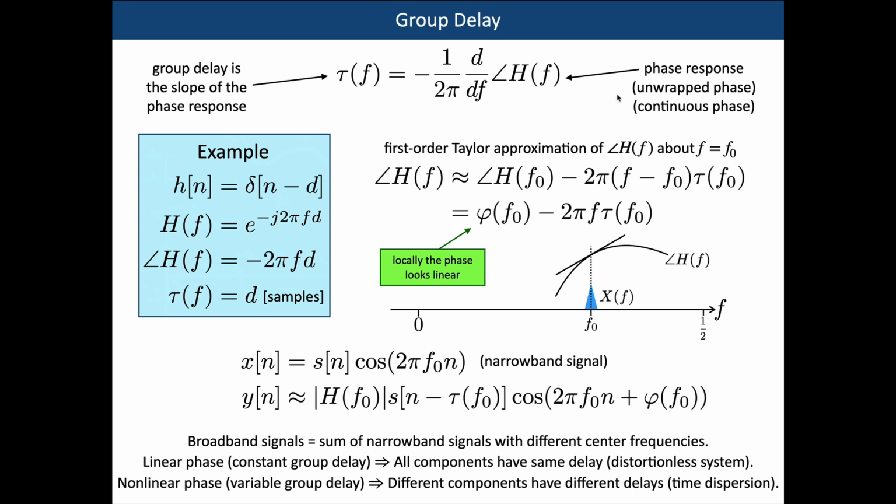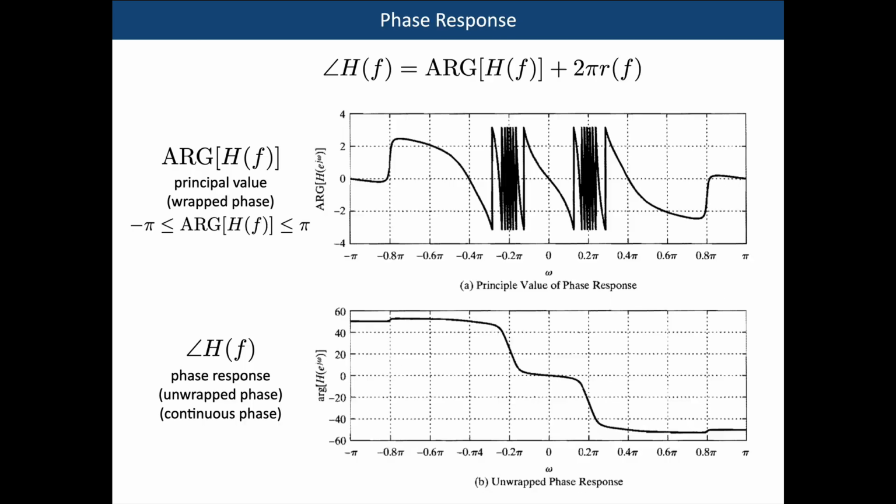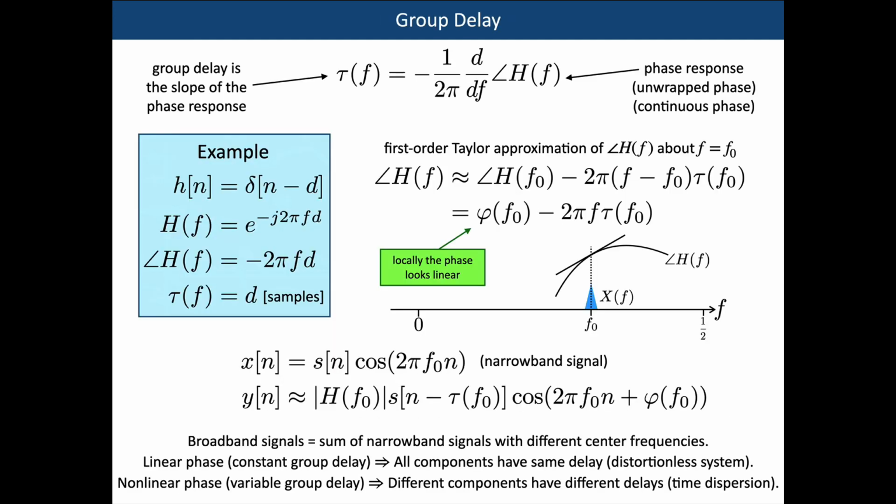And you can see why we would want to apply this derivative to the unwrapped phase. If we go back to this previous example, the derivative would get kind of nasty right here at these jumps. So what we do is we phase unwrap to get the smooth continuous phase, and then we calculate the derivative of the continuous phase to obtain this group delay.